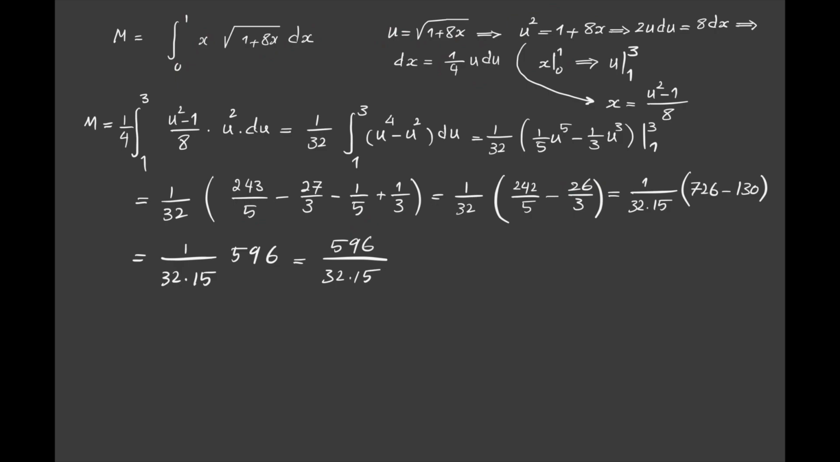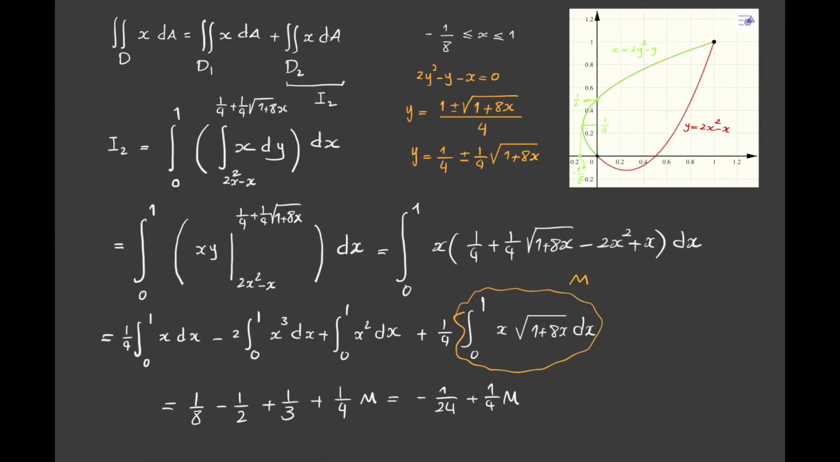Okay. And I think we can also simplify things a little bit. But let us, for the time being, keep it like this. So this is my m value. But of course, the m value should be plugged in here. So what I'm supposed to do, I have to calculate this one to calculate the second integral here. Yes? Minus 1 over 24 plus a quarter of m.